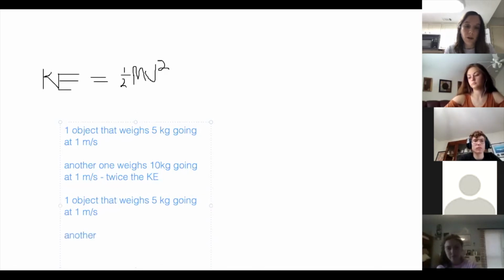And another that weighs the same amount, going double the speed. So in this case, we doubled the speed of the objects. So you might think that kinetic energy would also double, but it doesn't. Does anybody know what actually would happen in this case? How would this one compare to this one as far as energies go if you double the speed of the objects?